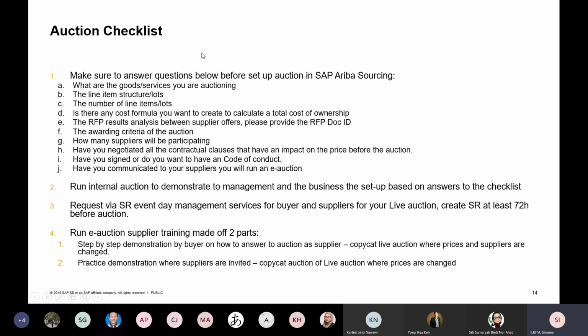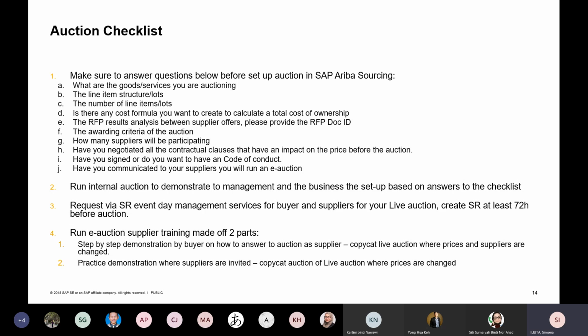Okay, so the first point is about questions that you need to be able to answer before coming to the Ariba system to start configuring the auction. 2, as I said, run an internal auction to demonstrate to management and the business the setup and the answers to the checklist, so that you get the approval and the buy-in.